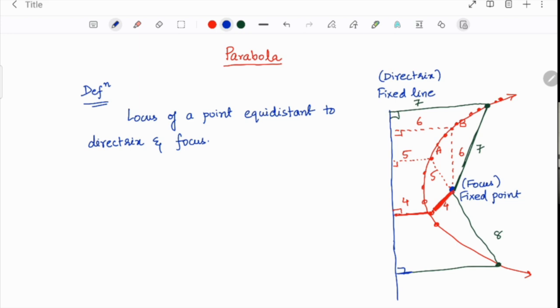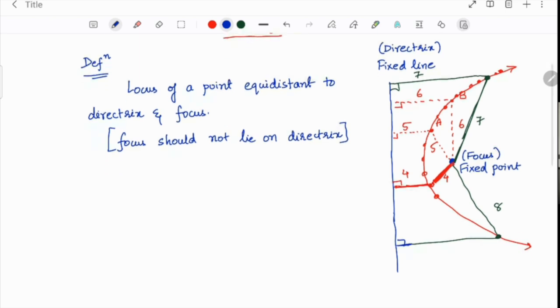So to draw a parabola, what is important? A fixed line is important, a fixed point is important. The fixed line's other name is directrix, the fixed point's other name is focus. One important piece of information here is that the focus should not lie on the directrix. So if I give you the directrix and focus, you should be able to find the equation of the parabola.